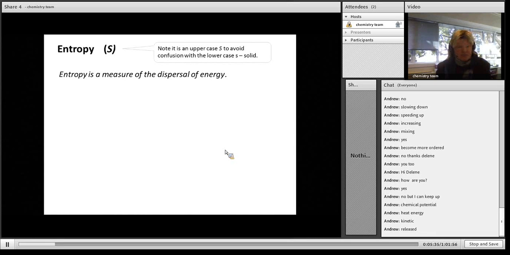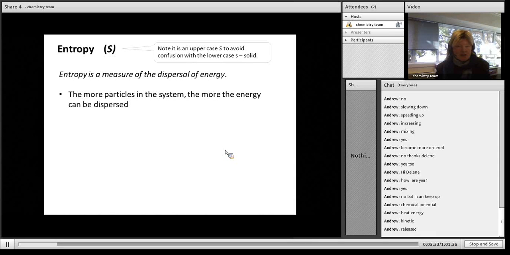So if there's a big temperature change, so lots of energy being released, it's going to affect my entropy a lot. Or if I've got lots of molecules all being affected, then that's also going to affect my entropy a lot. So that's what we're saying. The more particles in the system, the more energy can be dispersed. The more energy those particles have, so if they've got a high temperature, the more the energy can be dispersed.